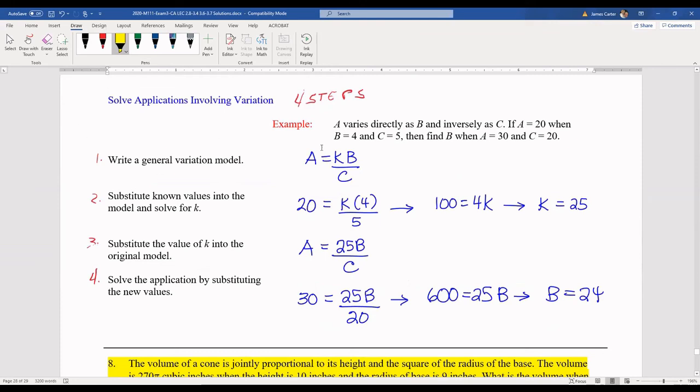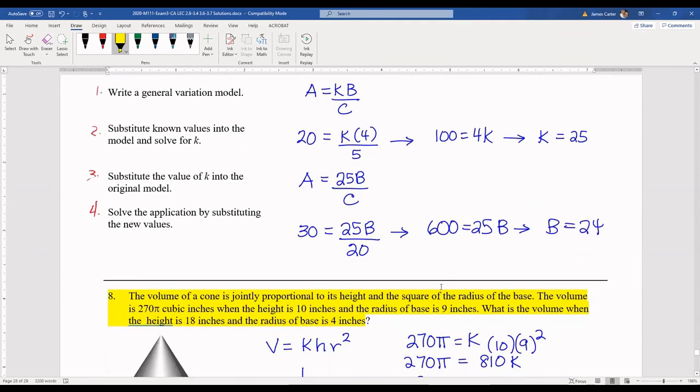Then on problems like this, and you will have problems like this on the test, where it gives you, you set up the initial equation, you solve it for K, you rewrite the equation with the K value, and then they give you new values to substitute in, and you solve for a variable. And that's basically the chapter.